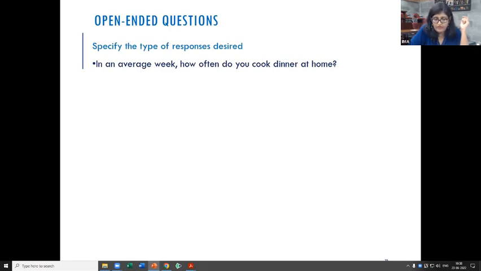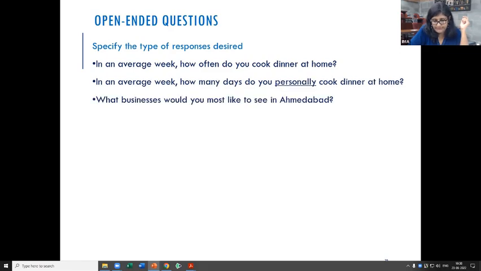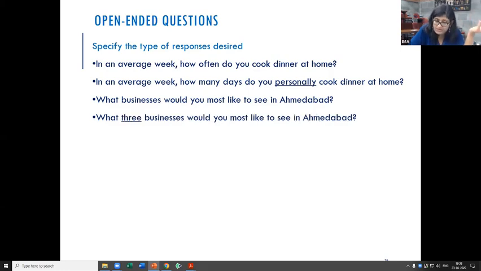In an average week, how often do you cook dinner at home? You have to specify, what do you mean? Personally cook dinner at home, or a cook comes and cooks dinner for you? Or what businesses would you like to see in Ahmedabad? Open-ended question. How many am I supposed to write? So what 3 businesses would you like to see in Ahmedabad? Specifying, making it more specific.